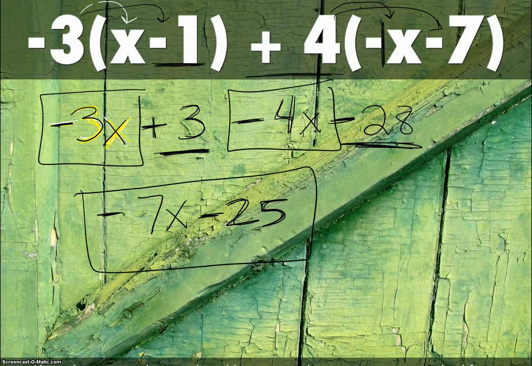So I could combine my negative 3x and my negative 4x because they're both the same variable with the same exponent. So I have negative 3 plus negative 4 gets you negative 7. And then I have the constants of 3 and negative 28. I can combine them because they're just plain numbers. Negative 28 and 3 gets you a difference of negative 25. So I have negative 7x minus 25. It's written in standard form because my variables come first and my constants are at the end. I can go to the next problem.